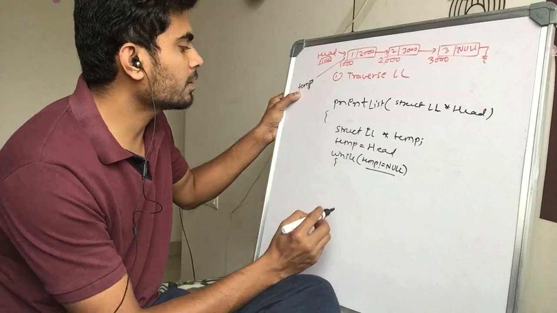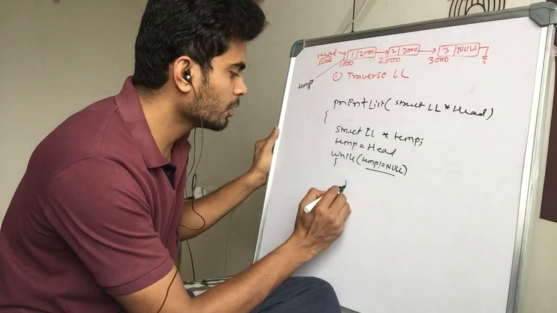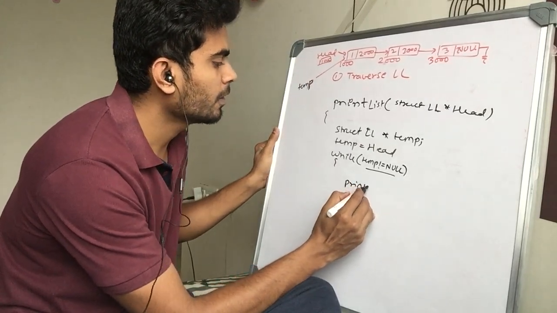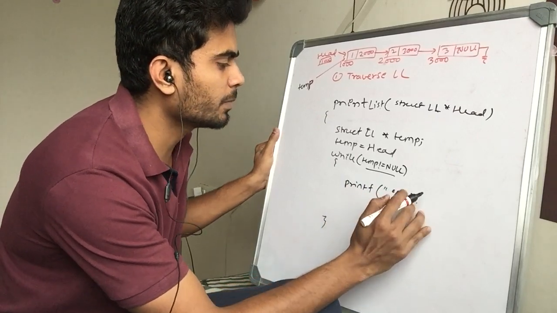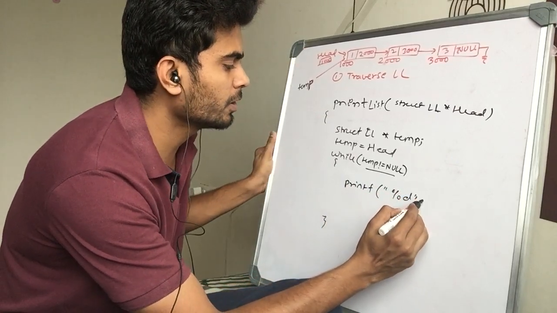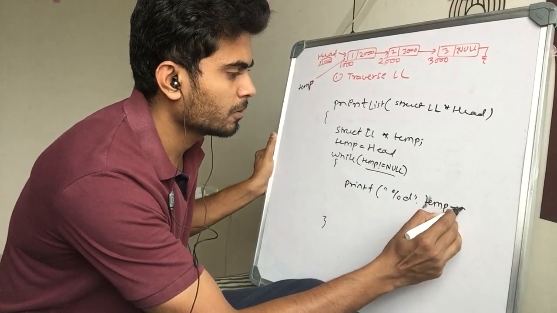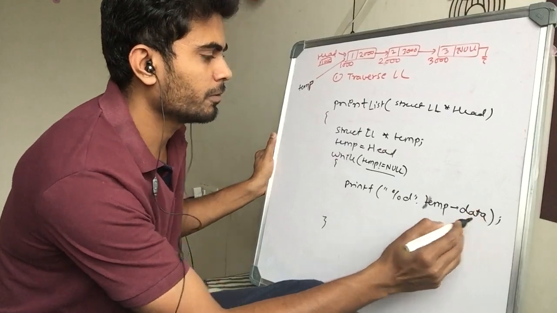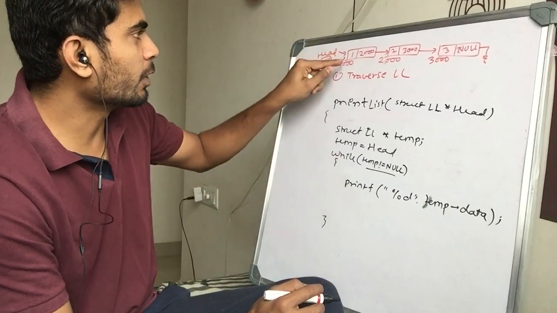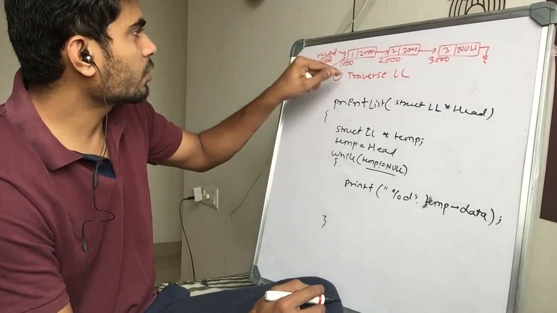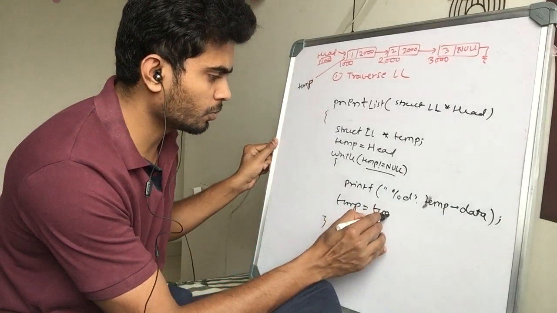So now we have temp equals to head, the temp is pointing to head. Now we want to print it, so just print f. This is the integer part, right? This is integer, so we can give that one only. So temp is pointing to data which is to be printed. This is temp data. Initially it will print 1, then this node is done, then we can shift it. So now temp can point to the next node.